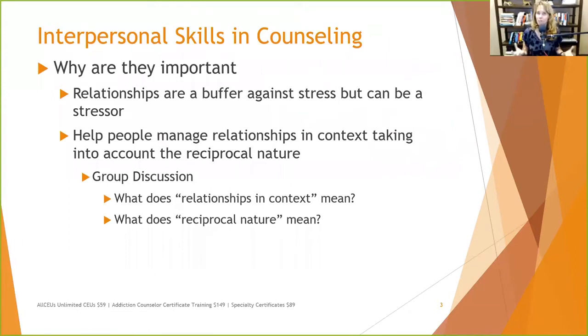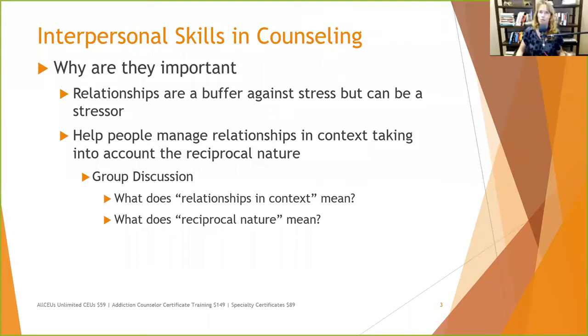There's a lot of different reasons, but a lot of our clients will default to any relationship is better than no relationship. So we want to help clients figure out how to develop healthy relationships, and maybe how to morph slightly unhealthy relationships. Some relationships can be morphed by setting healthy boundaries and improving communication. We want people to learn how to manage relationships in context, taking into account the reciprocal nature.